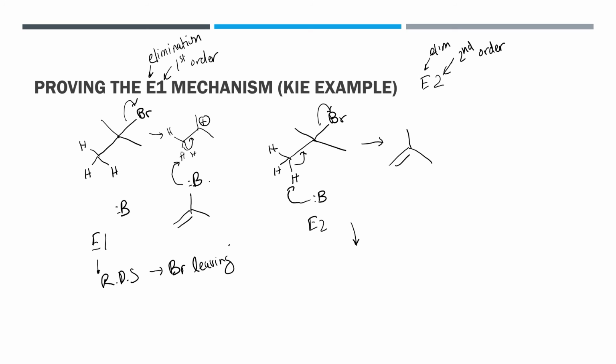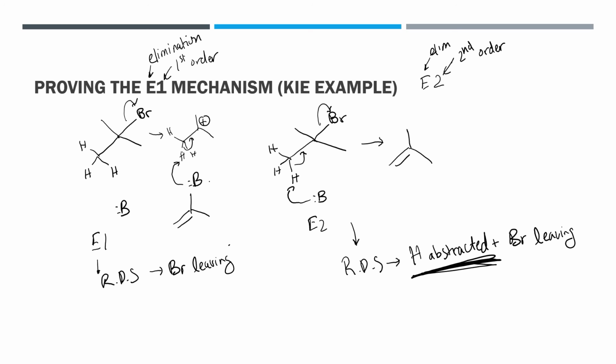Whereas in E2, all of this is happening in the same step. So the rate determining step is the only step, which is hydrogen abstracted, right, and bromine leaving. But the hydrogen abstracted is part of the rate determining step, whereas in our E1, only the bromine leaving is part of our rate determining step. How can we use this as something to tell us the difference between E1 and E2?